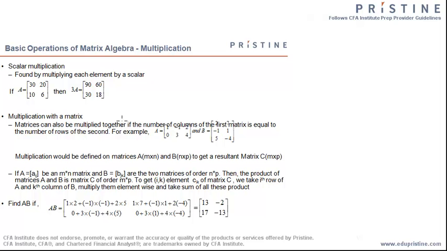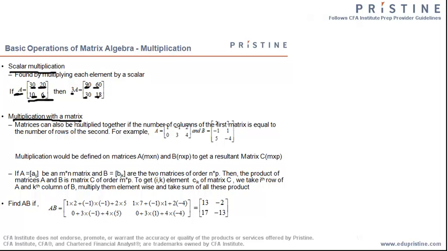First is the scalar multiplication. So if we want to multiply a matrix A by some scalar, say 3, we multiply each of the elements of that matrix by the same scalar. So if A is this matrix, then 3A would be 3 into 30 90, 3 into 20 60, 3 into 10 30, and 3 into 6 18.